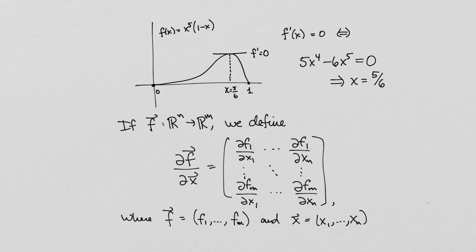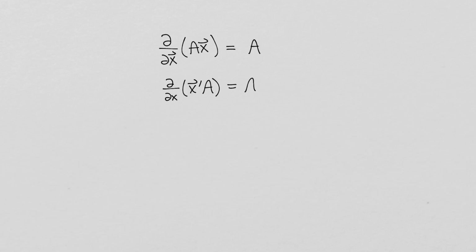With that definition, we have the following rules. The derivative of a linear transformation of x is just that linear transformation. If x appears as x transpose on the left side of A, then the derivative is A transpose. The product rule looks very similar to the product rule for ordinary functions.